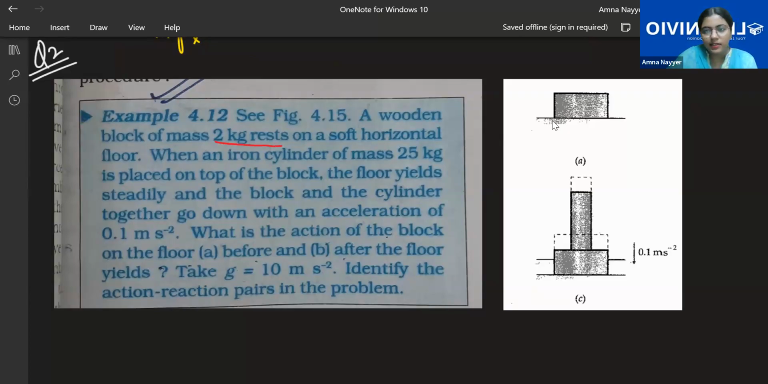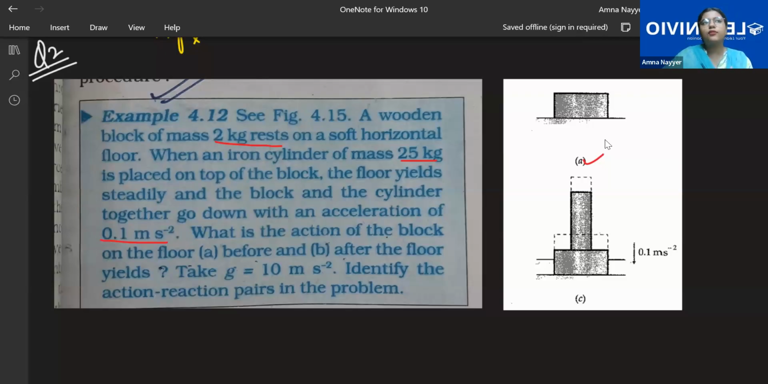This is the A case. Then it says when an iron cylinder of mass 25 kg, this iron rod, is placed on the top of the block, the floor yields steadily and the block and the cylinder go down together with an acceleration of 0.1 meter per second square. It says what is the action of the block on the floor before and after the floor yields.